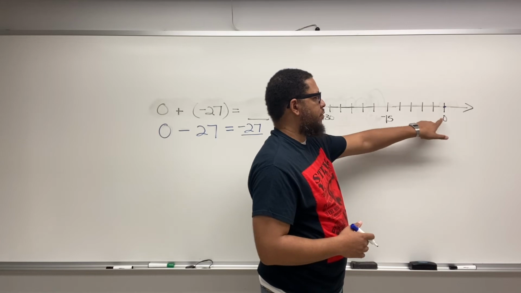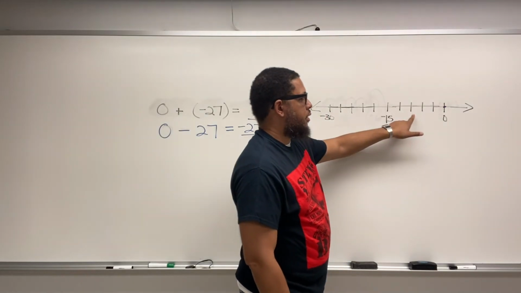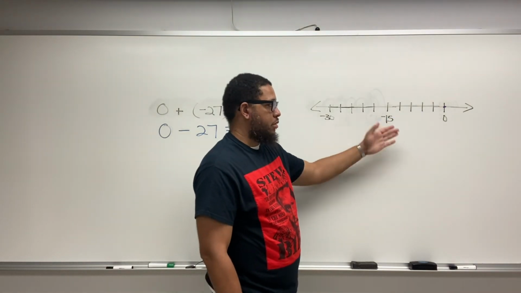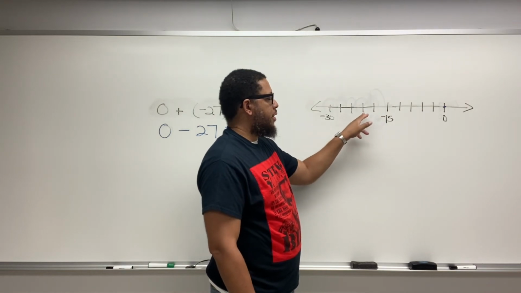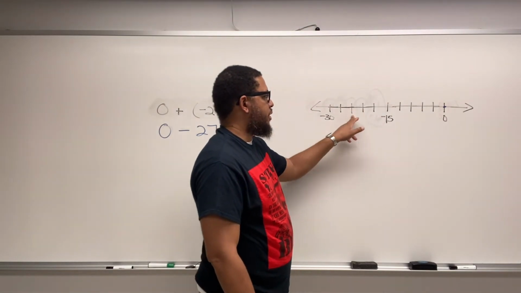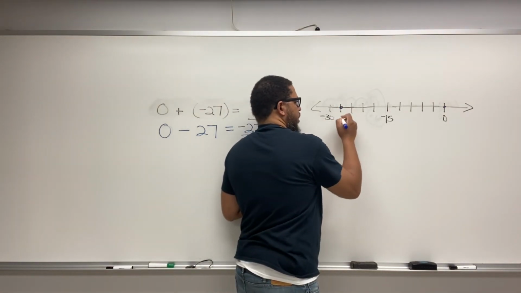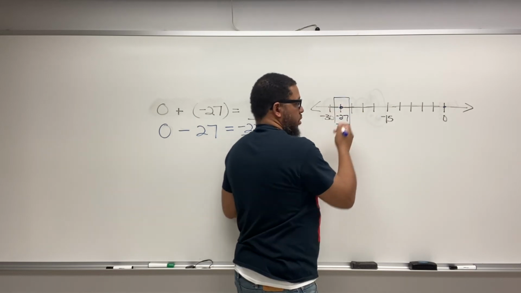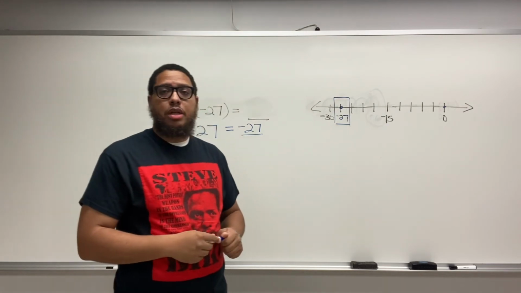So that means that this is 0, this is -3, this is -6, this is -9, this is -12, this is -15, which I have labeled. And then I keep going. This is -18, this is -21, this is -24, and this is -27, which is our answer. And that's another way to get the answer using the number line.